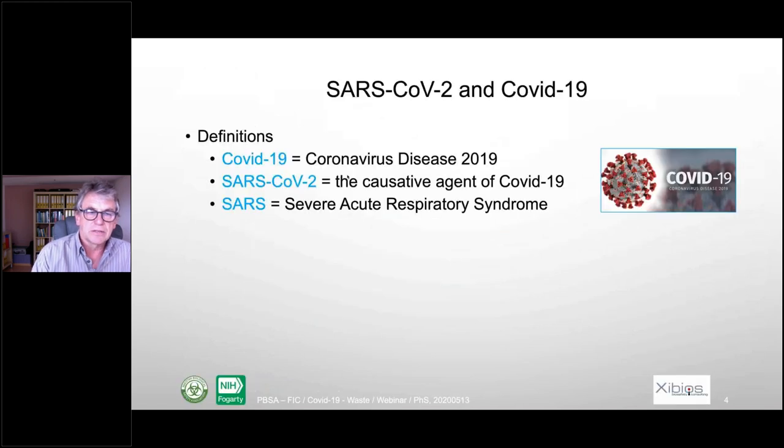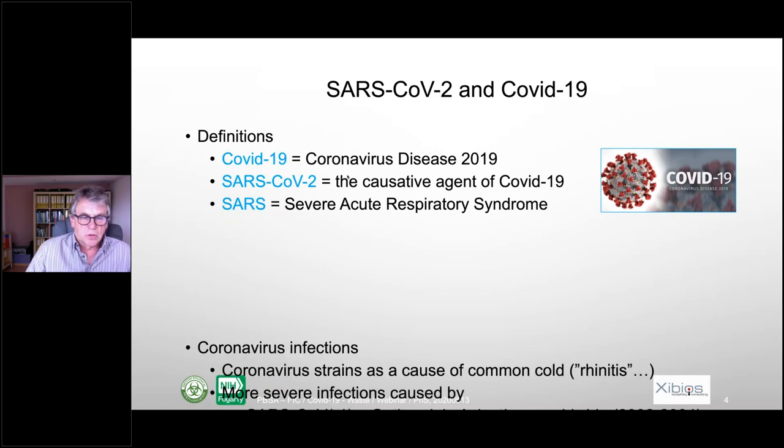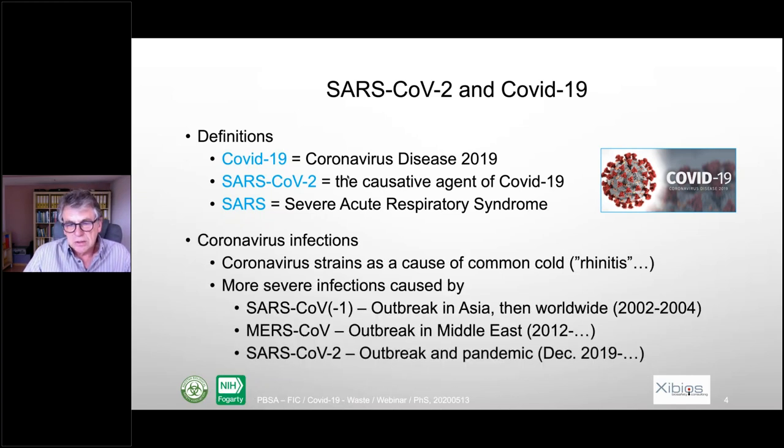So the SARS coronavirus, I will go through the first part very quickly because the people who followed the webinars on masks already had this. So COVID is for the disease and SARS coronavirus 2 is for the agent that causes COVID-19. And SARS is for severe acute respiratory syndrome. Actually there are many coronaviruses present in our population and quite common in humans, and they cause a common cold. And then there are three more severe infections: the first SARS coronavirus, then the MERS coronavirus in the Middle East, and now this one, which is causing the outbreak and pandemic.